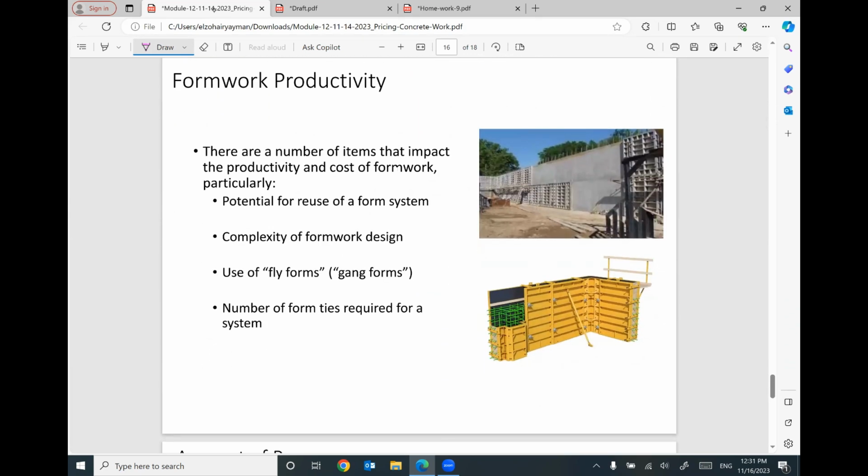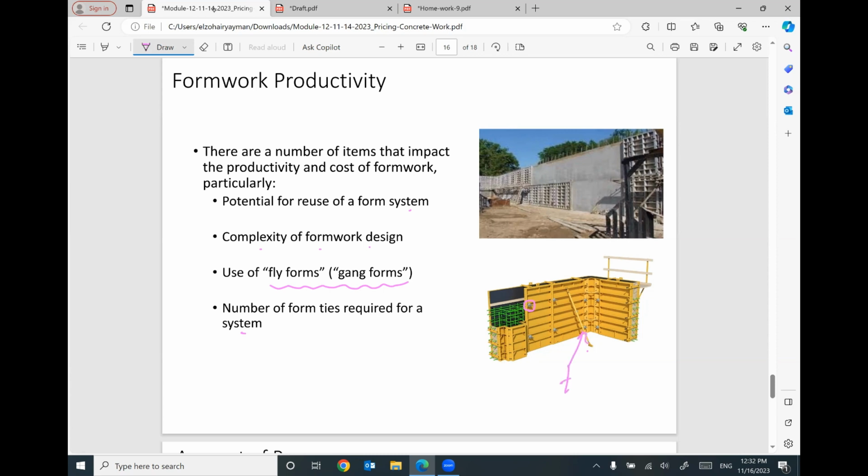Keep in your mind, there are a number of items that impact the productivity and the cost of formwork, especially the potential for reuse of a form system, and complexity of formwork design. Sometimes we have a very complicated formwork with bolts, with different parts that need more attention when the erection is done. So sometimes we have different techniques for the formwork, like fly forms, and the number of form ties required for a system.